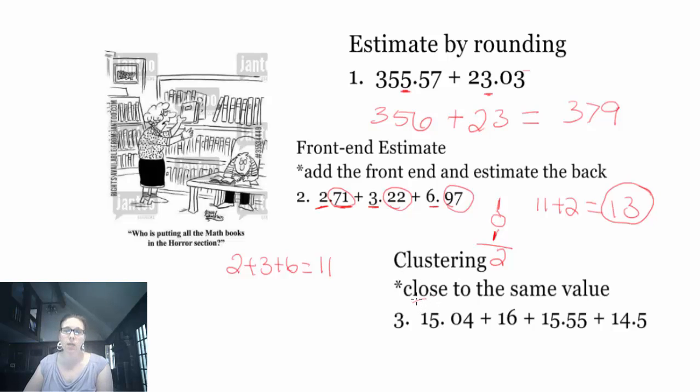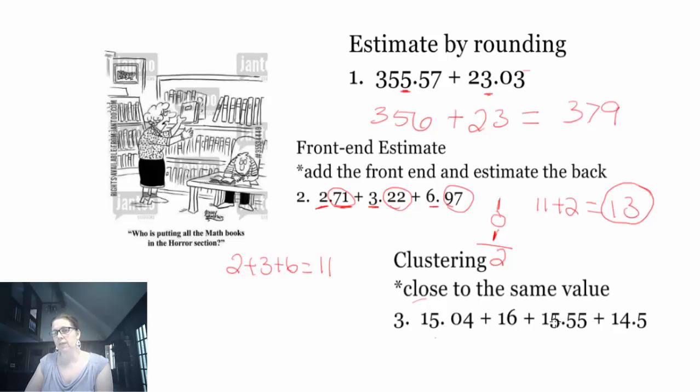Clustering is when you have a bunch of numbers that are close to the same value. So if you're trying to find about what 10 numbers are and they're all about 15, then you could just change them all to 15. So here, 15.04, that's really close to 15. You kind of have to look at all of them to see what you're going to round it to.